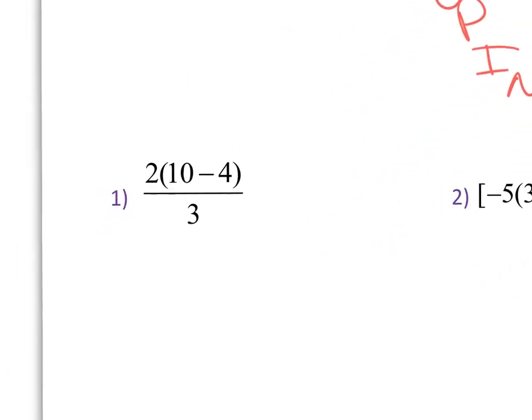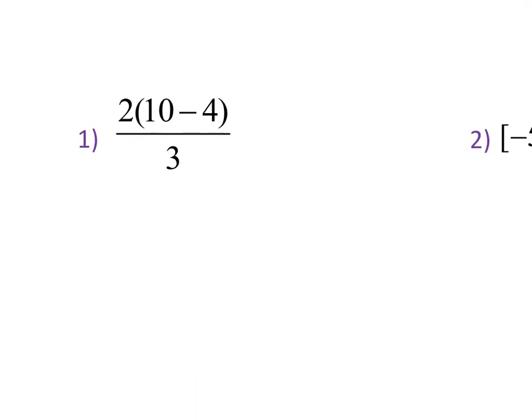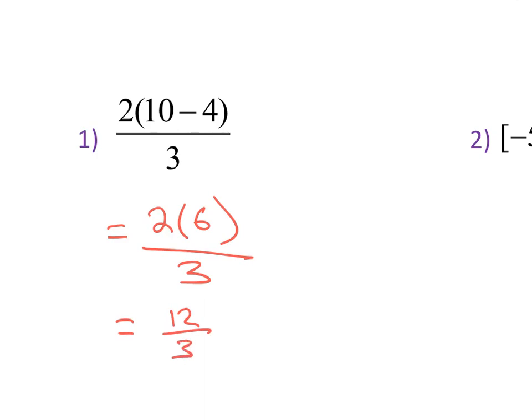All right, looks pretty straightforward. I've got this fraction which tells me I need to do the top of the fraction separately from the bottom before I can divide. I also have parentheses, so I have a grouping there. So I'm going to do inside the parentheses first. So that's going to be 2 times 10 minus 4 is 6, and that's divided by 3. And then now I can do the top of the fraction. 2 times 6 is 12 divided by 3, and 12 divided by 3 is 4. So notice I got the whole top of the fraction done first before I divided by 3.